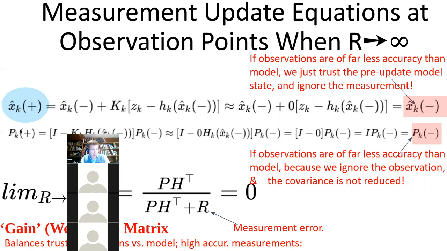And as far as our uncertainty, well, in this case, basically K is zero. So this will become zero. And this will just be I times P of K minus one, P of K before the observation. And so basically our uncertainty about our estimate stays the same before and after the observation, because we didn't consider the observation. We tossed it away. We said, look, this observation is for the birds. I'm not gonna listen to it. I'm just gonna listen to the model.